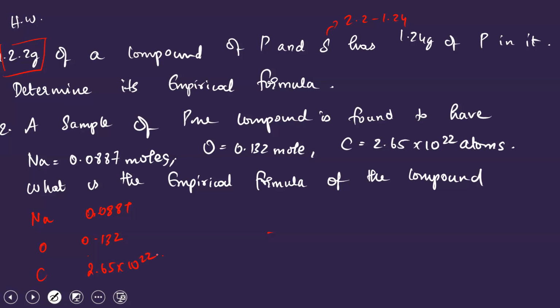If I have it in moles, everything should be converted to moles. So I have to convert 2.65 into 10 power 22 to moles. Divide by Avogadro number. One mole contains 6.023 into 10 power 23 atoms. So for this many atoms, how many moles? Is that clear? One chocolate is 10 rupees, and if you have 20 rupees, what will you do? 20 by 10. Yes or no? Similarly, one mole has these many atoms, so for this number of atoms, how many moles? That number of atoms divided by 6.023 into 10 power 23. So it is 0.0887, 0.132.